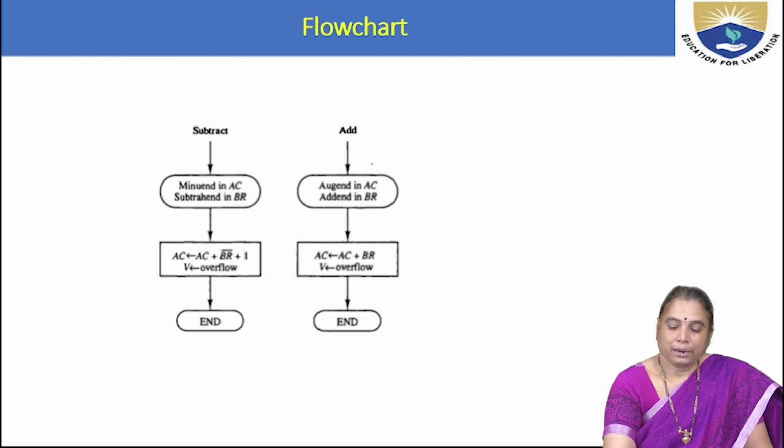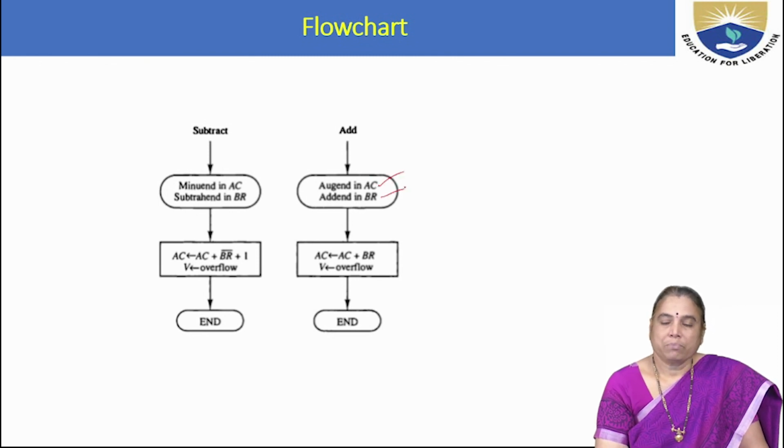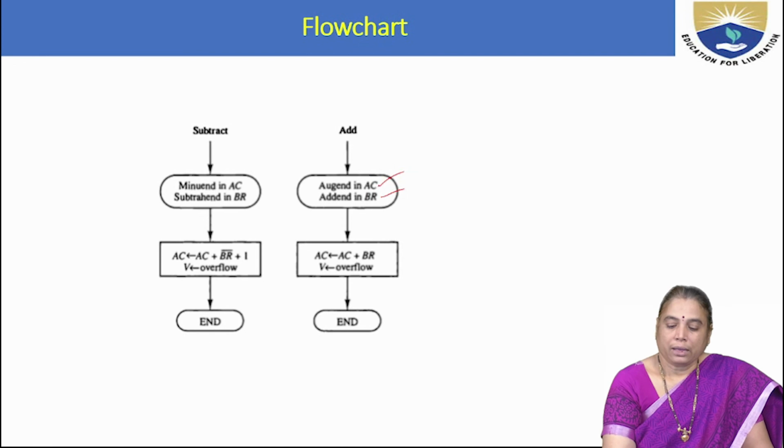So here in the addition, the augend is stored in the AC, the addend is stored in the BR. The two numbers can be stored in the AC accumulator register as well as the BR register. Directly we have to perform the AC plus BR, and if an overflow is generated, that can be sent to the V bit and end the operation. This is for the addition operation.